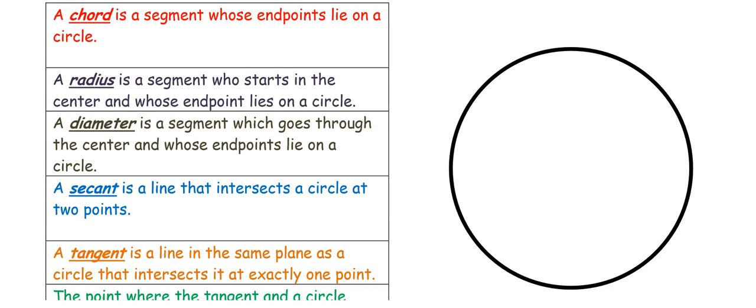So let's look at some more vocab of a circle. The first is a chord. A chord is a segment whose endpoints lie on the circle. So anywhere where you have two endpoints on a circle and a line connecting them, this is going to be a chord.